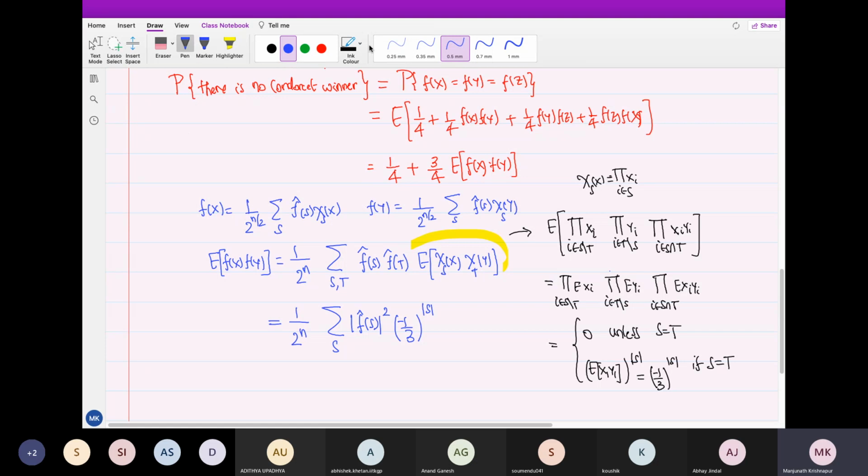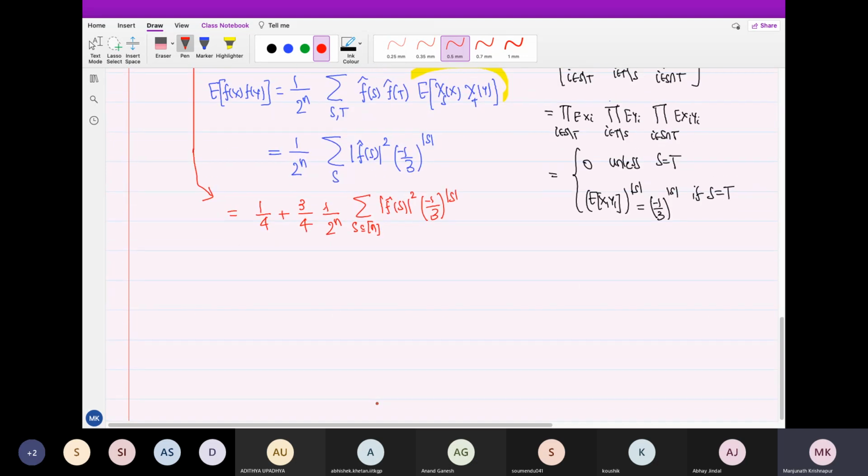Going back to this, what is this probability now? Let's write this probability. So this probability is, I continue here, 1 by 4 plus 3 by 4 into 1 by 2 to the n, summation of f hat of S squared times minus 1 by 3 to the power of cardinality S, over all S subsets of 1 up to n. Okay, so that is what we get.